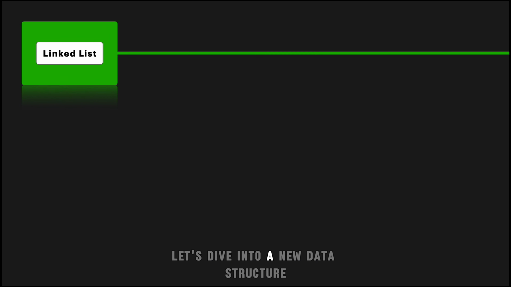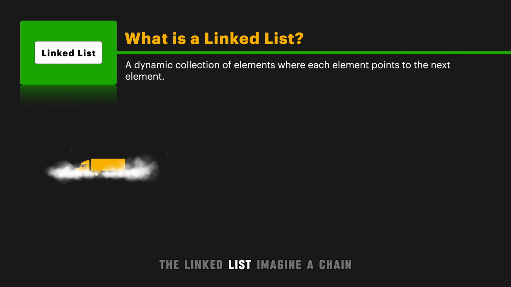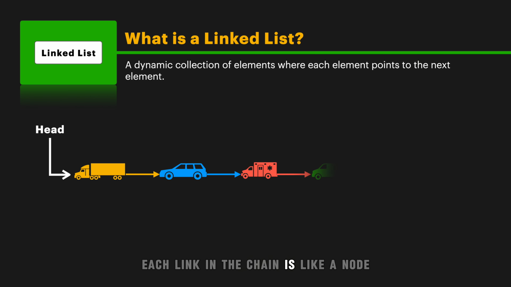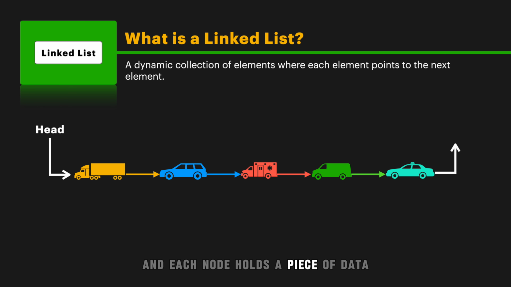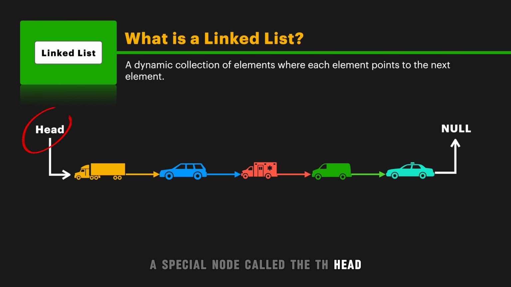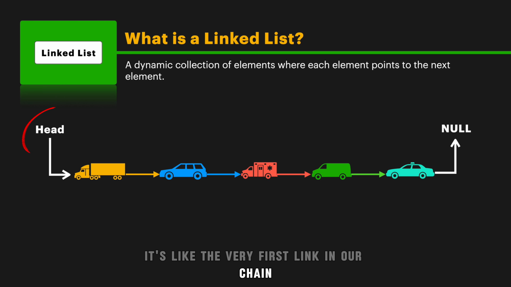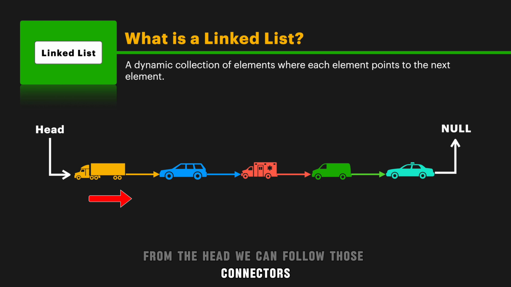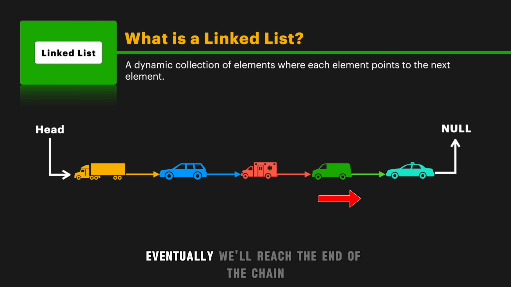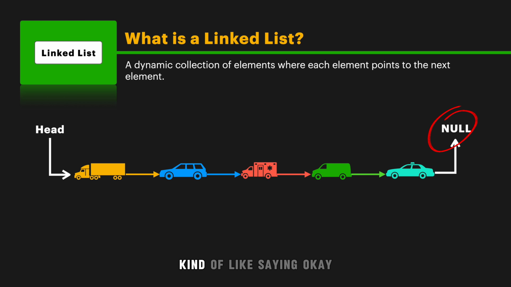Alright, let's dive into a new data structure, the linked list. Imagine a chain. That's a good way to visualize a linked list. Each link in the chain is like a node, and each node holds a piece of data and a little connector that points to the next node in line. Every linked list has a starting point, a special node called the head. It's like the very first link in our chain. From the head, we can follow those connectors, those links, to the next node, and then the next, and so on. Eventually, we'll reach the end of the chain, which is marked by a special null value, kind of like saying, okay, this is where the chain ends.